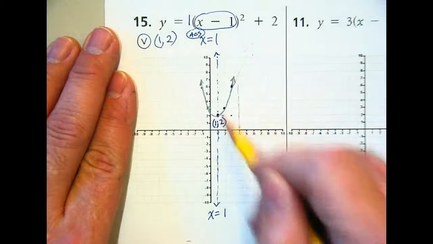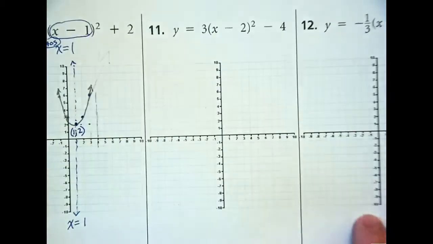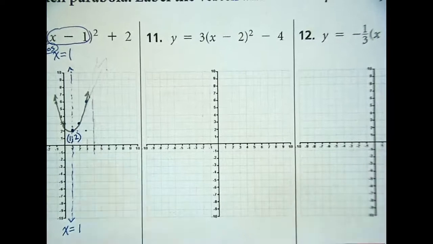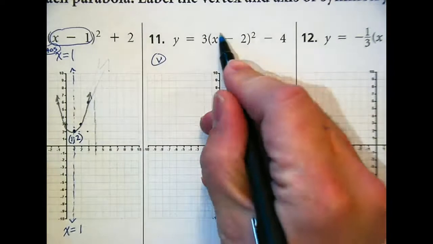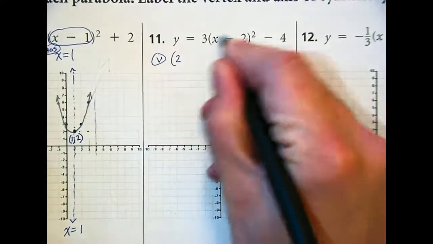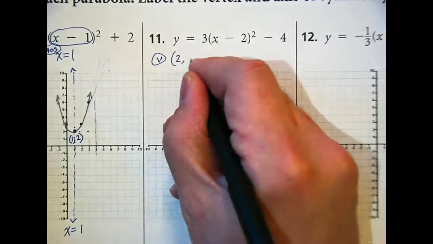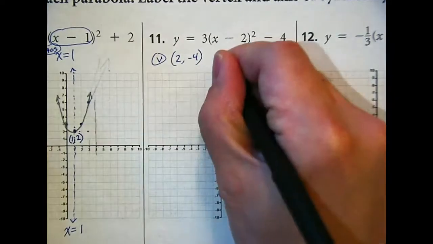Want everyone to try number 11. I don't expect you to be done quite yet, but I want to make sure everyone's got the vertex. It's whatever makes this 0. So h is 2, because that makes that part 0. And k is -4. Okay, and the axis of symmetry is always our x value, so x equals 2.